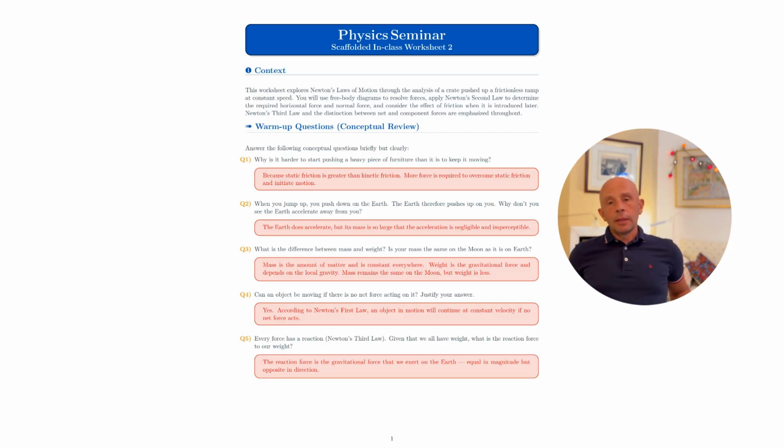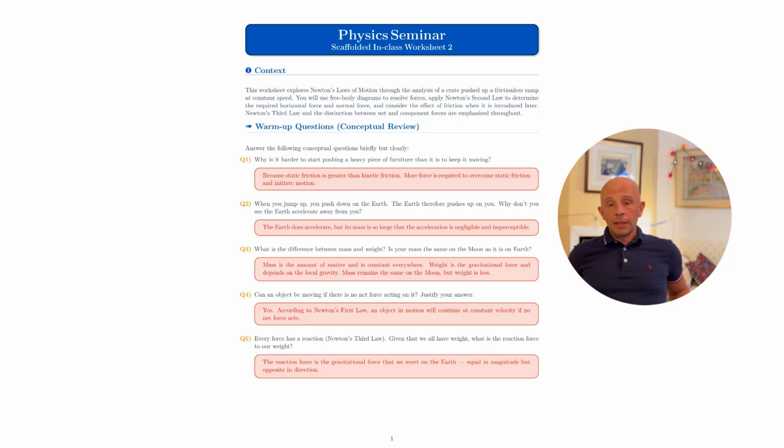Question 3 was about the difference between mass and weight. The answer is spot on. Mass is the amount of stuff an object is made of, its intrinsic inertia. It's measured in kilograms and is constant everywhere. Weight, however, is the force of gravity acting on your mass. Since weight depends on the local gravitational field, it changes. Your mass is the same on the Earth and on the Moon, but because the Moon's gravity is about 1/6 of Earth's, you would weigh much less there.